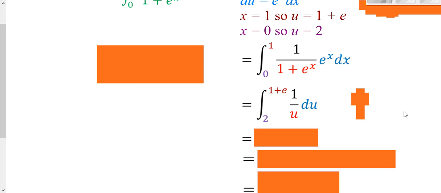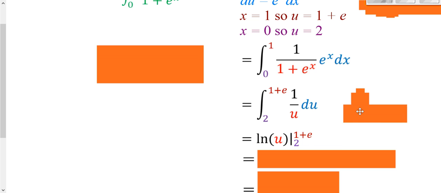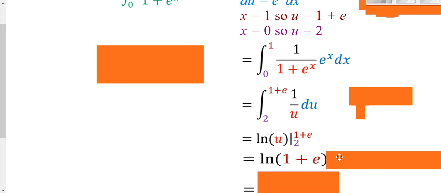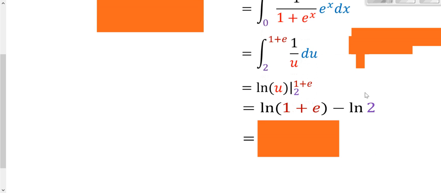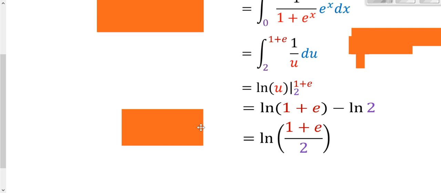Well, now I'm just integrating 1 over u. You should remember when you integrate 1 over u that that's just natural log. Then you have to evaluate it from your upper bound to your lower bound. So plug in your upper bound, natural log of 1 plus e, minus what you get when you plug in your lower bound, natural log of 2. And if you wanted, you can remember that a log minus a log, you could just divide what's afterwards.